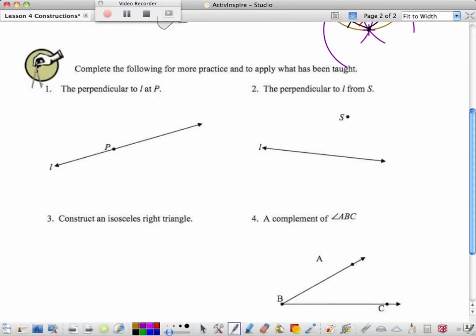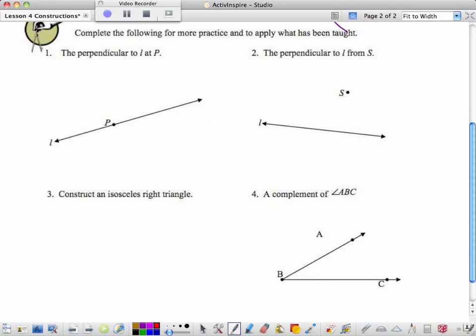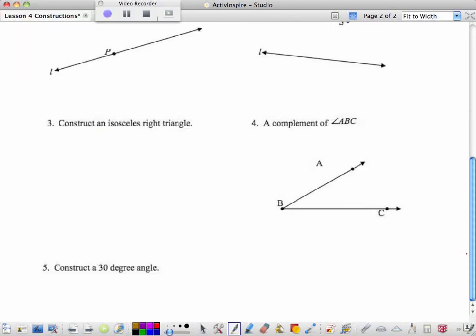The rest of these constructions are for you to practice. So go back and practice a perpendicular to line L at point P. Practice making a perpendicular to line L through point S. Here are some extensions. Can you construct an isosceles right triangle? Okay, we need a right angle, it needs to be isosceles. Think about it. These are application problems. These are the extensions we're going to put on assessments. We're just not going to have you do one of these. We're going to make you extend and apply it somehow.